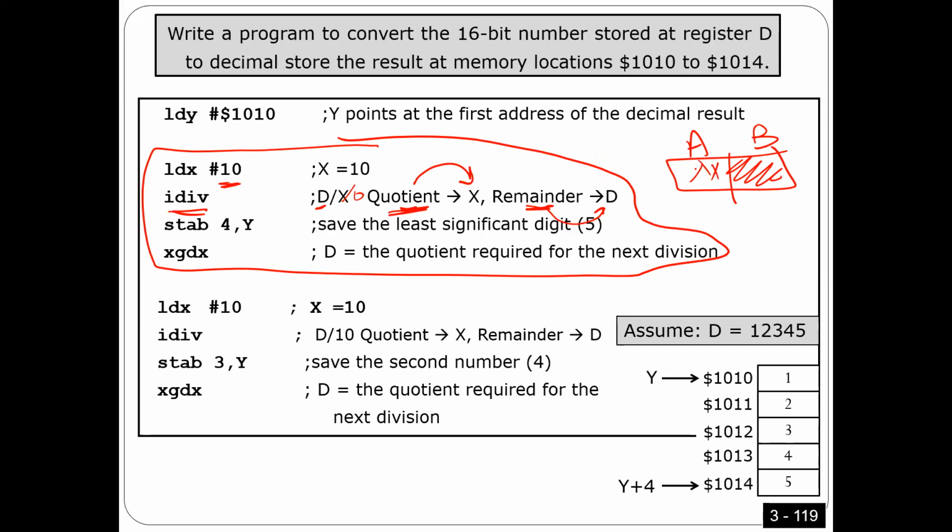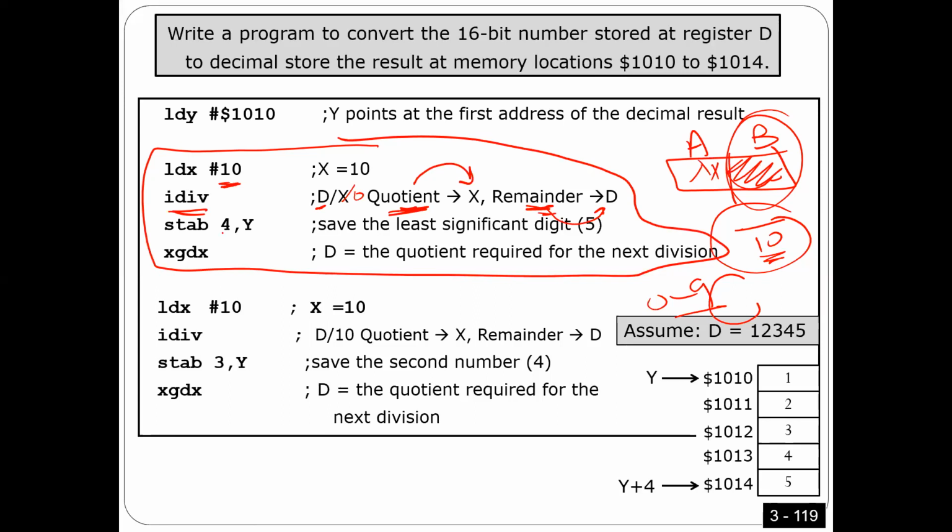Why? Because as I said before, when you divide by 10, the maximum number you can get is 9. So you can get a number from 0 to 9. Is that okay? And 0 to 9 should be enough to be in a byte. So your remainder is always in a byte, okay?